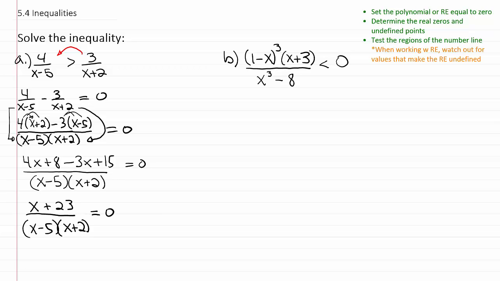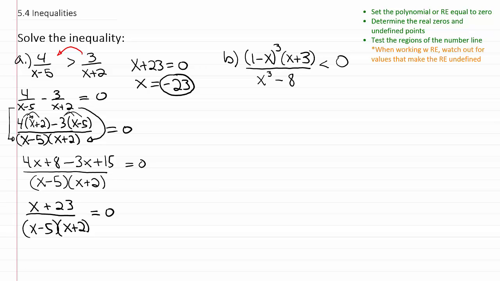equals 0. Now we want to take those and separate the numerator and the denominator and set them equal to 0 separately. So for example, I'm going to say x plus 23 equal to 0, and that'll give you x is equal to negative 23. And what this tells us is that that's a 0 for the function. Negative 23 is a 0 for the rational expression.